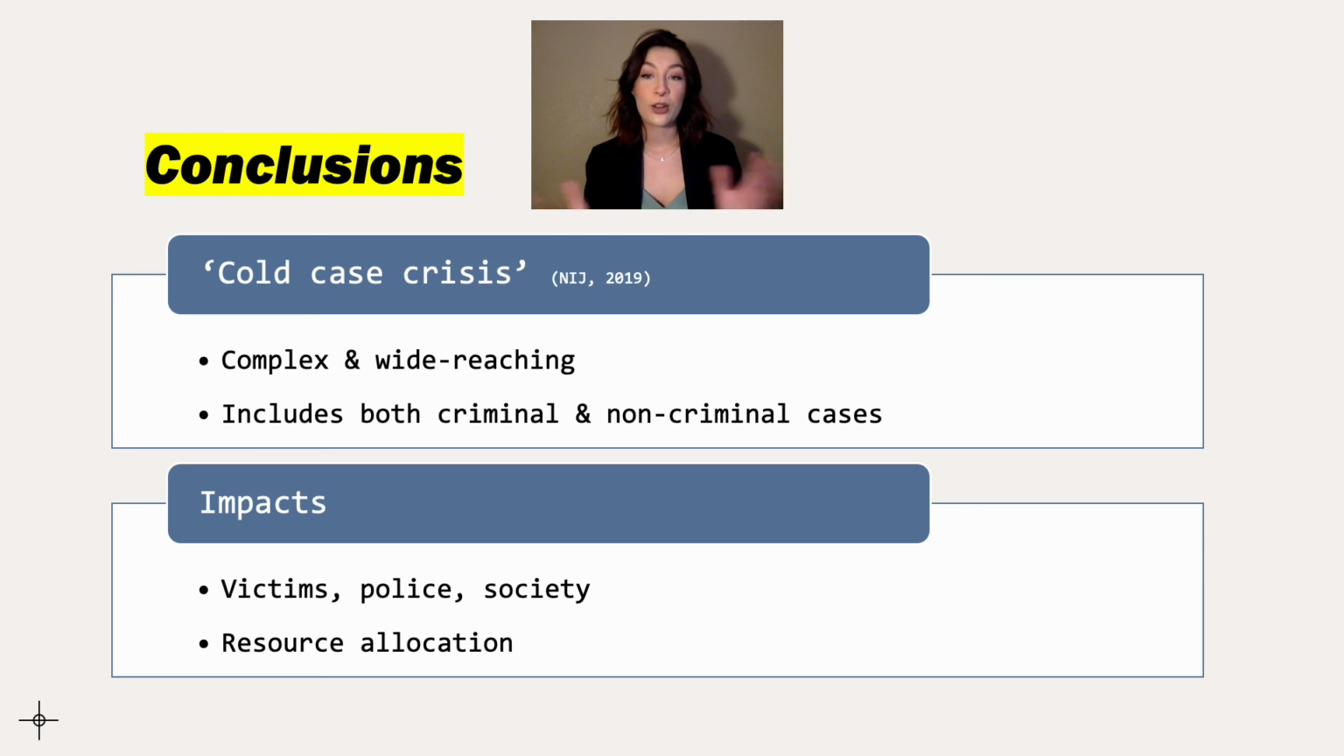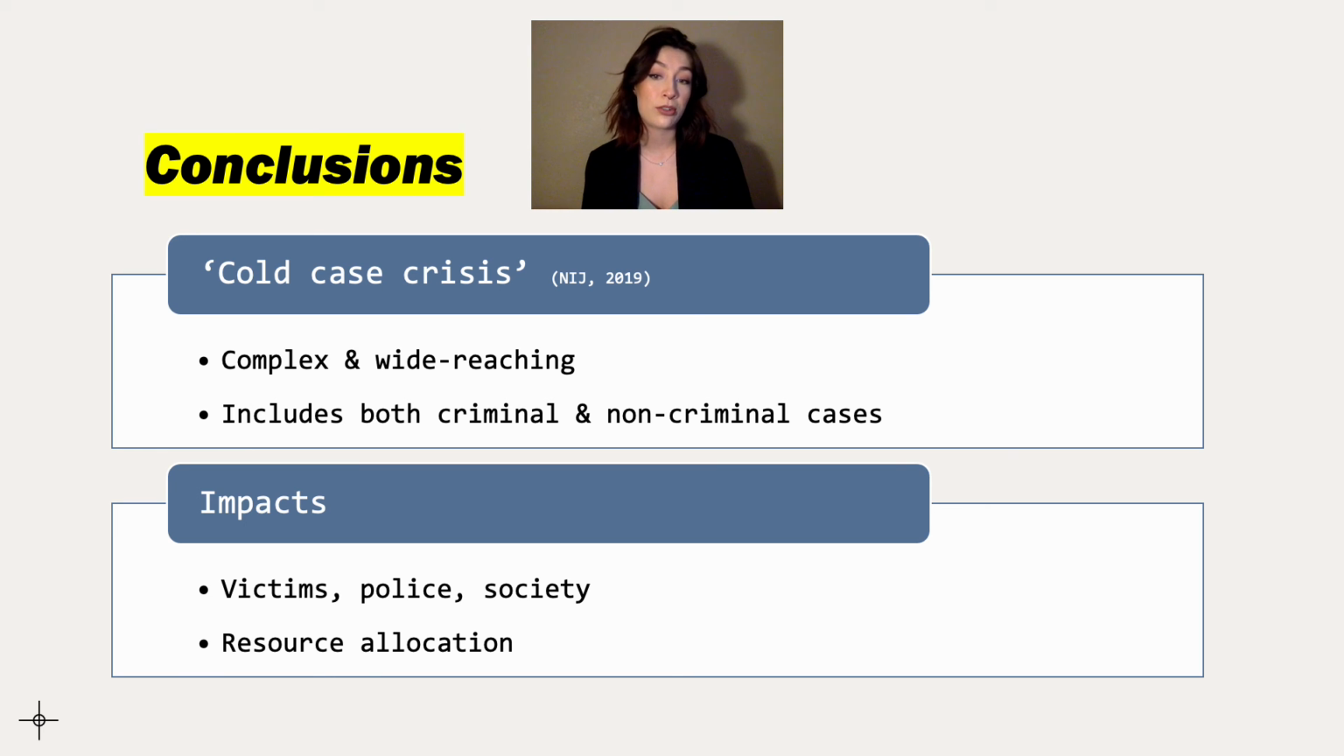So in conclusion, cold cases are complex and wide-reaching, encompassing both criminal and non-criminal behaviors. There is great variation amongst departments as to who and what constitutes a cold case. The cold case crisis presents a substantial problem for victims, police, and society overall. Such cases impact public trust and perceptions of the justice system, as well as the likelihood that individuals will actually report crime and participate in investigations. This is especially important given that new evidence, largely from victims and witnesses themselves, greatly helps to improve case solvability.